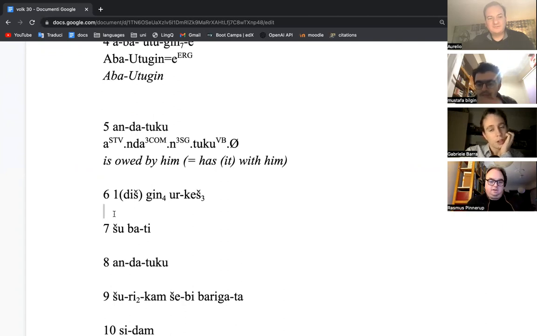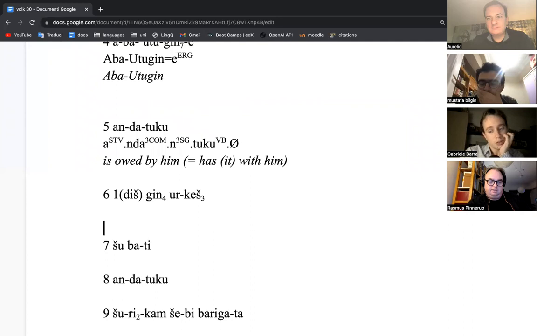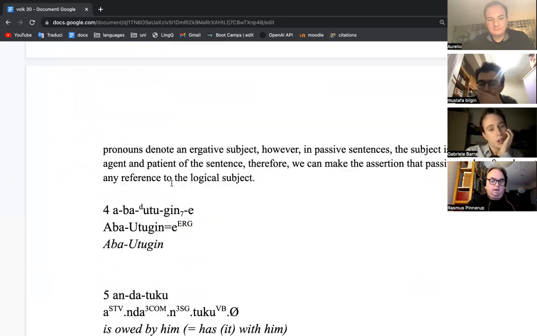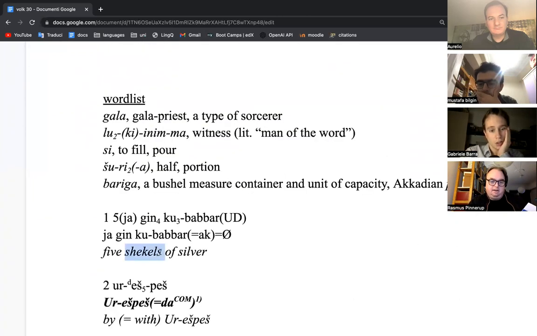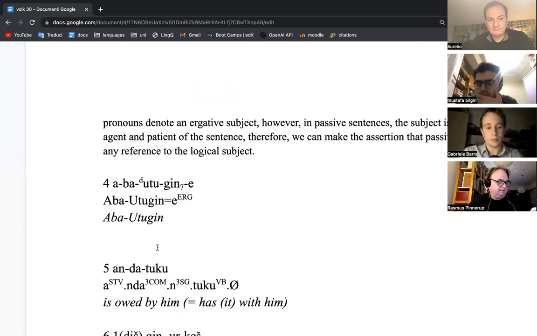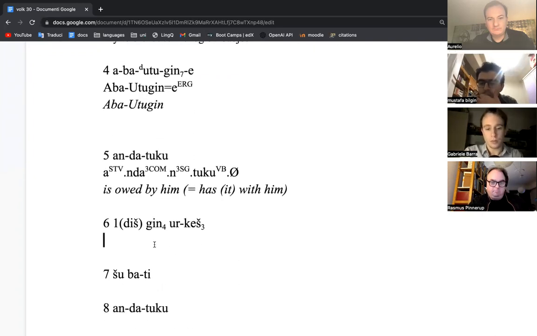So I know a dish is one, and gin4 is a unit of measurement. I recall that one. I think it's like 4/5 of a, yes, there is shekels. Let's say shekels. But urkesh, I can't recall. I've seen it before. No problem.